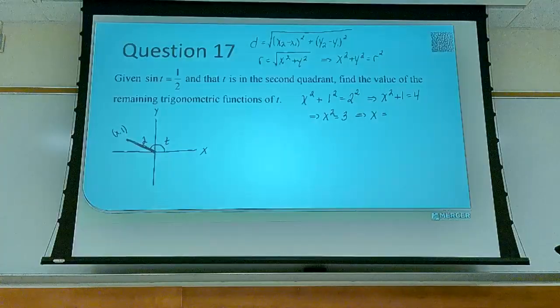What do we know about quadrant 2? Both of them are negative? Yeah, x is negative, so it has to be a negative. x is negative root 3, because we're in quadrant 2.